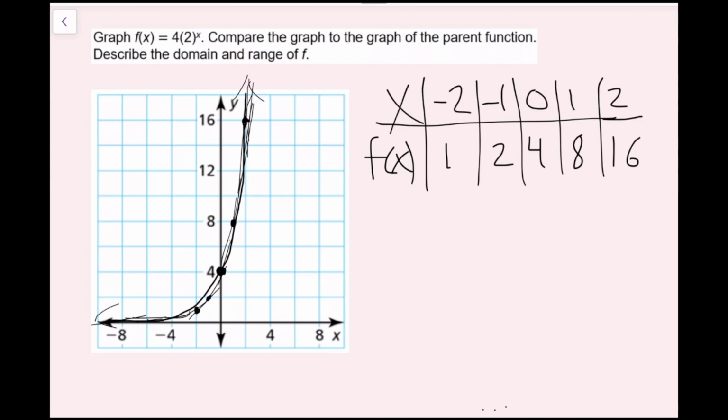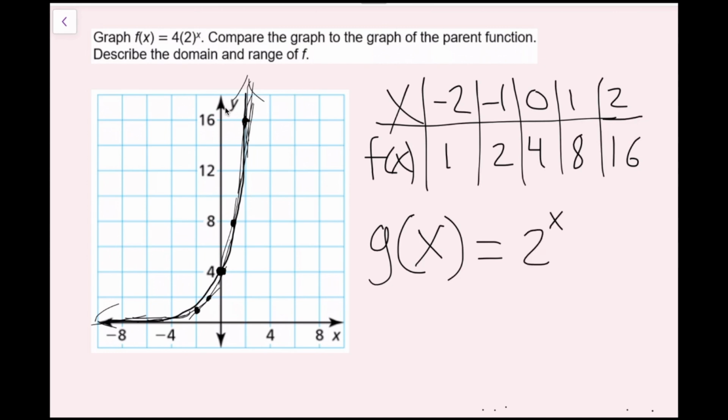Anyway, now that we're done graphing this, we want to compare this to the graph of the parent function. If you remember, the parent function is just this function without the multiplier. So this a value right here is 4. That's being multiplied to my number being taken to the x power here. So basically, my parent function here, I'll call that g of x. That is just going to be 2 to the power of x.